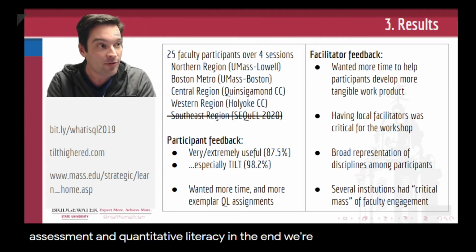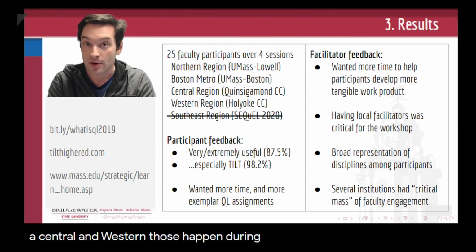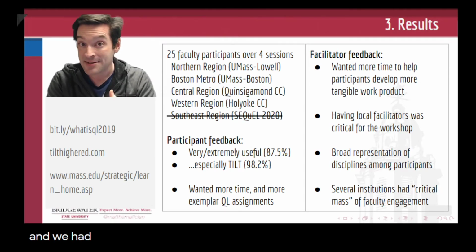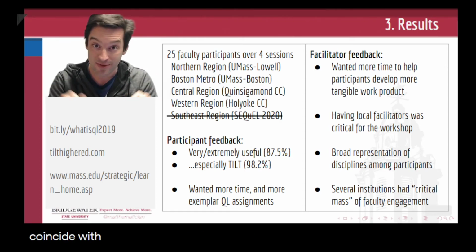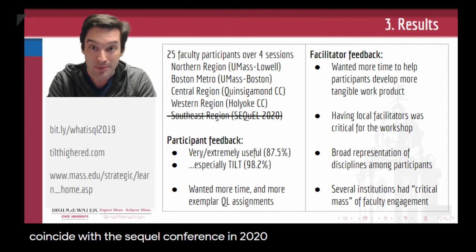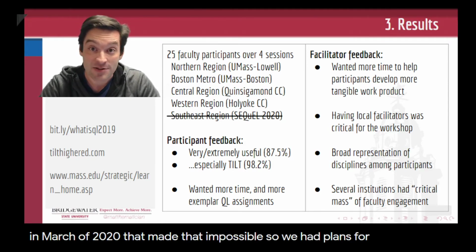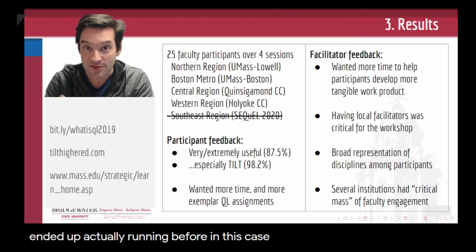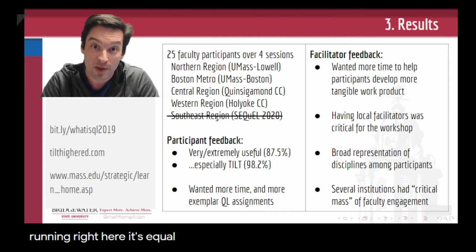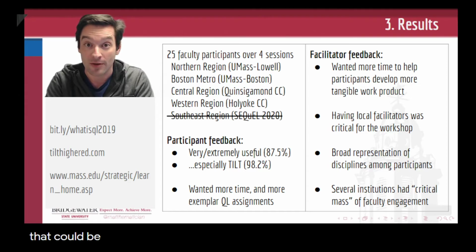In the end, we ran 4 regional workshops in Massachusetts: a northern, a Boston region, a central, and a western. Those happened during September and October of 2019. And we had a southeast regional meeting scheduled for March of 2020 to coincide with the SEQuEL conference in 2020. And we all know what happened in March of 2020 that made that impossible. So we had plans for 5 sessions, and ended up actually running the 4. And this asynchronous session that we're running right here at SEQuEL 2021 can be a breadcrumb of something that could be picked up on for the future.